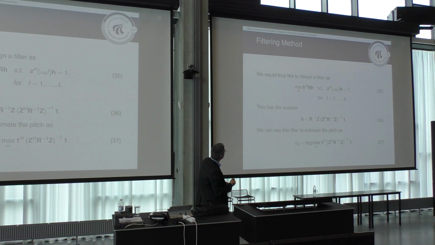So we could say here we'd like to minimize the output power subject to the constraint that the filter should give a 1 for all these sinusoids. And this you can show has this solution here. And then how we can use this for finding fundamental frequency is like this. The output power is given by this expression. We try out different fundamental frequencies and measure the output power and then choose the one that maximizes it.